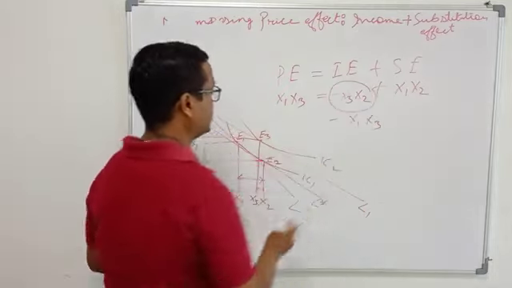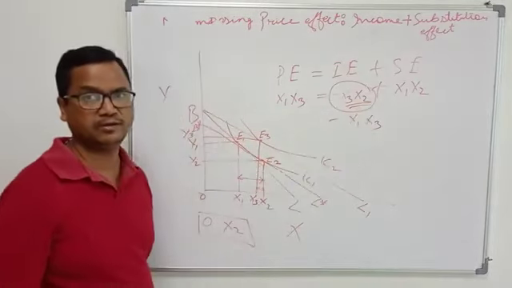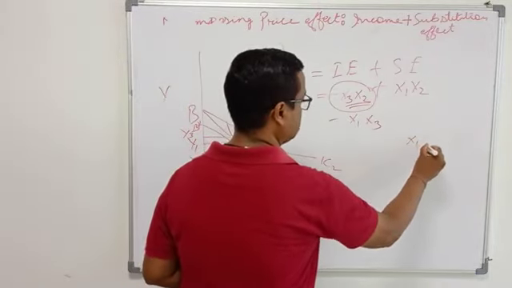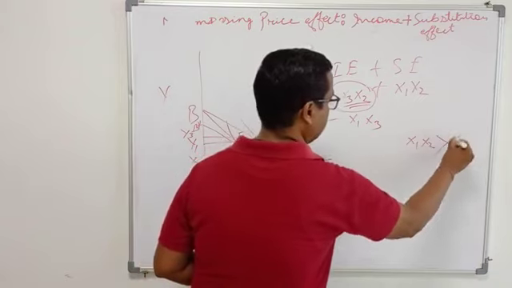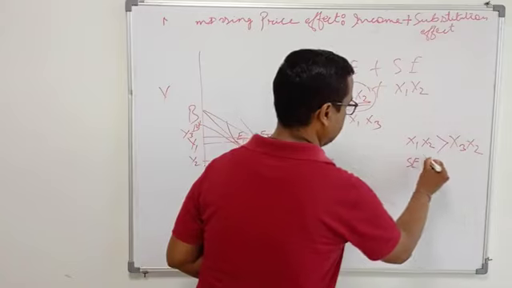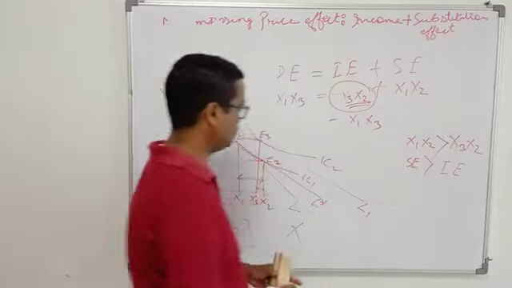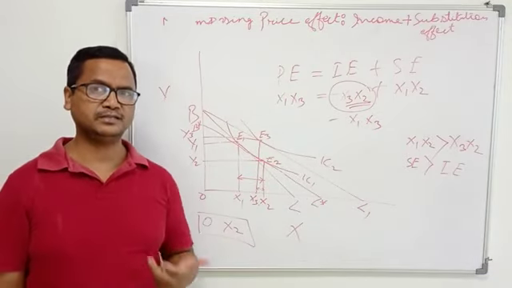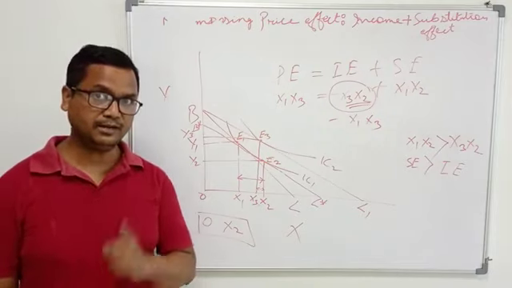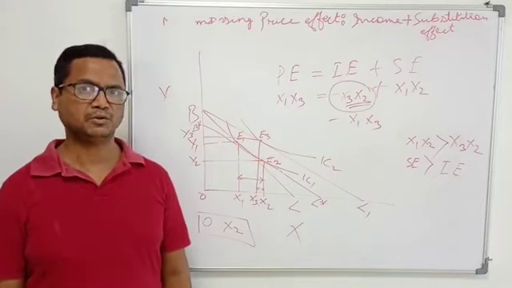So here the income effect is negative by X3, X2 amount, which is lesser than the positive substitution effect. So here X1, X2, the positive substitution effect, is greater than the negative X3, X2. Here the substitution effect is greater than the income effect. That's why, due to falling prices, we are observing an increase in consumption of X good. But remember, here the income effect is negative because this is an inferior good.